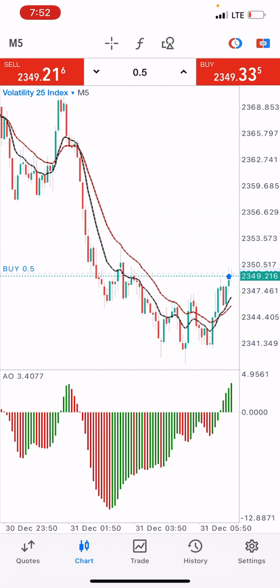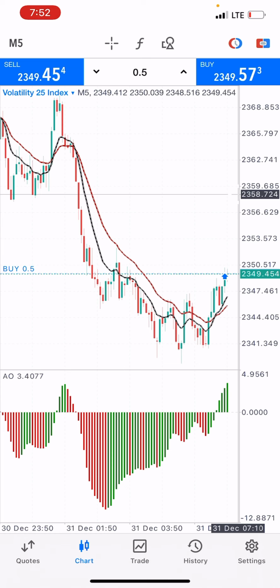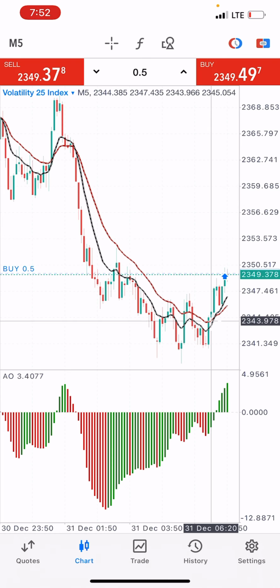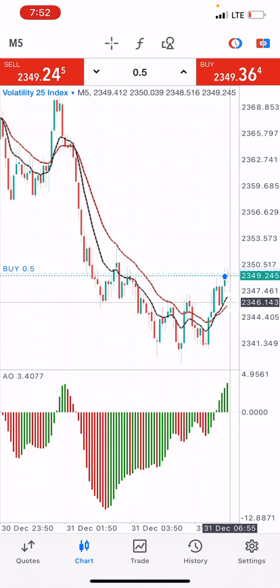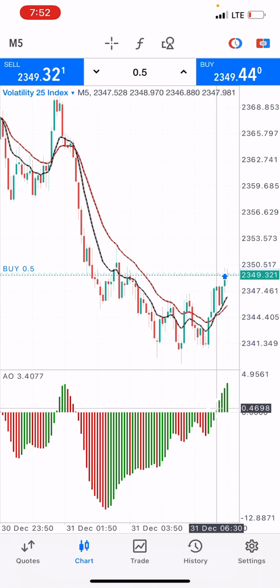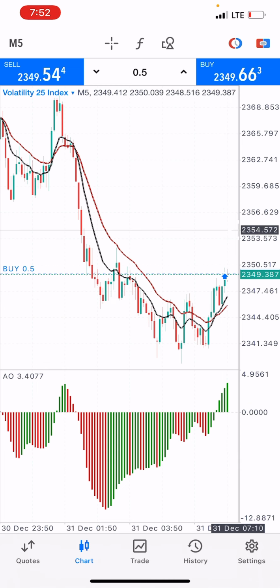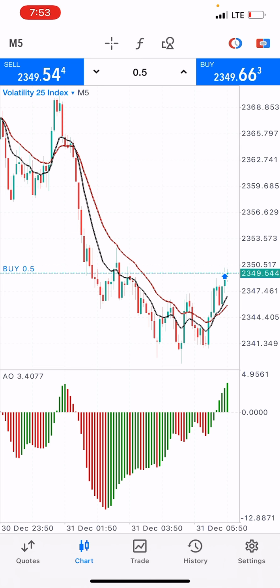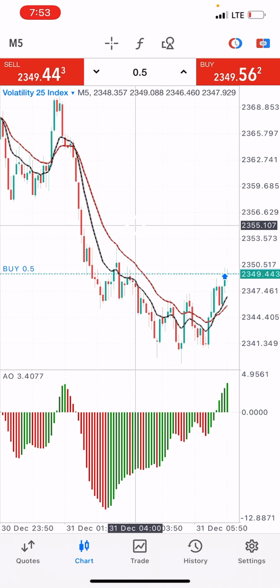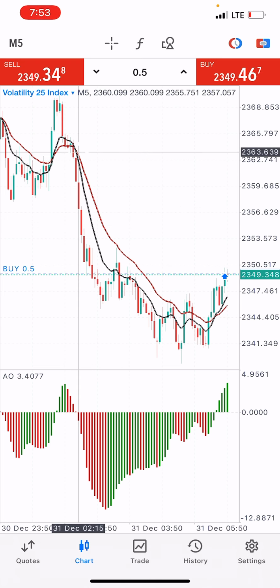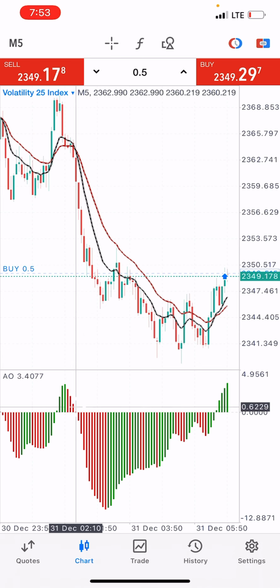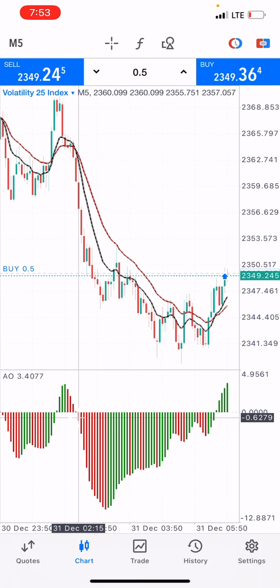That is it, guys. It's a very simple strategy. So this is how you buy: you wait for the black moving average to cross above the red moving average and the Awesome Oscillator above the zero level, then you place a buy. To place a sell, to know when the market will sell, you wait for the red moving average to cross above the black moving average and the Awesome Oscillator to be below the zero level.